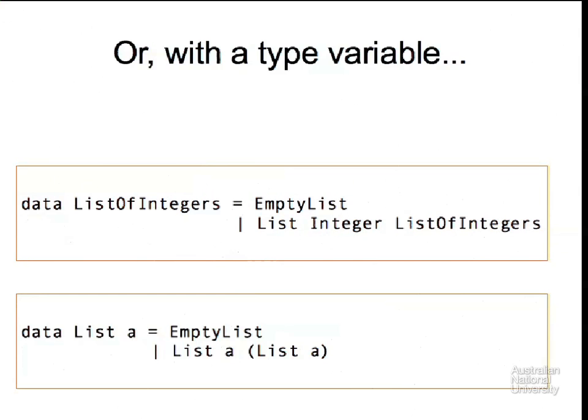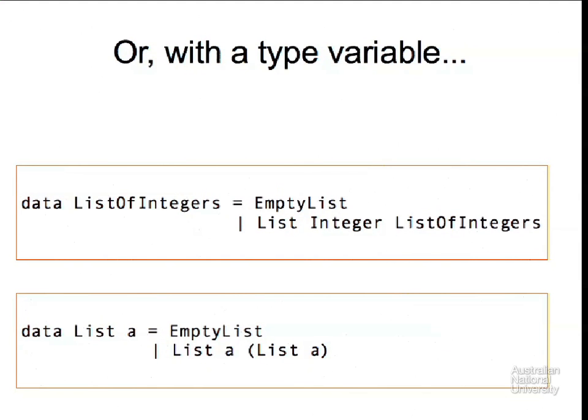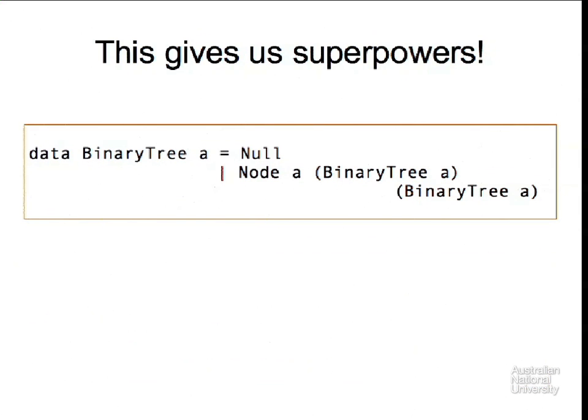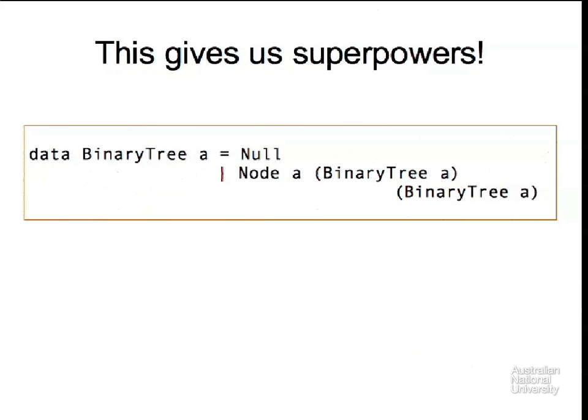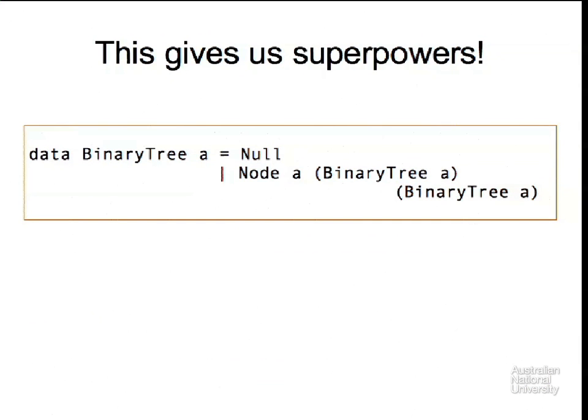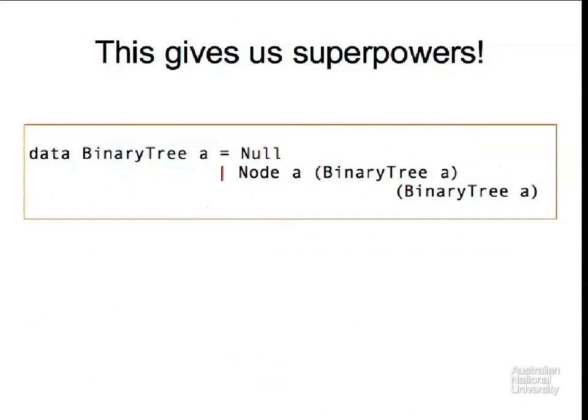Or alternatively, we could do this polymorphically. A list of things of type A is either the empty list, or it's a list with a thing of type A and a list of things of type A. Cool. So this gives us superpowers. We can basically define whatever we want using this kind of stuff. A binary tree, for instance, is going to be null, or a node with a thing and 2 binary trees. You'll remember the binary tree I drew earlier. This is my A, and this is a binary tree down here, and so on. So we can all agree, binary trees can basically be described by that kind of rule.